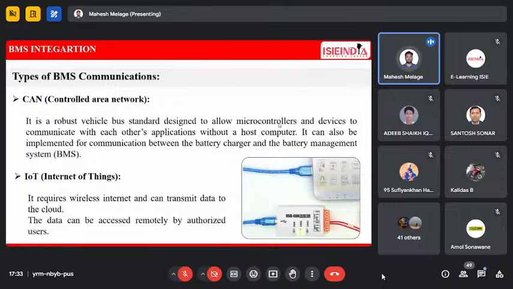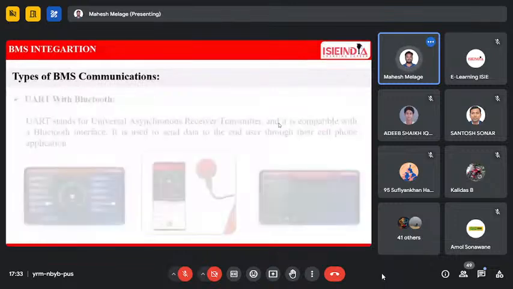And next, the new thing is the IoT, Internet of Things. This is a new technology to communicate with the battery by using the internet. Bluetooth is used for approximately 30 to 50 feet, but IoT you can use over a wide range. It requires wireless internet through a transmitter. The data can be stored in the cloud, so we can fetch the data as per our convenience.